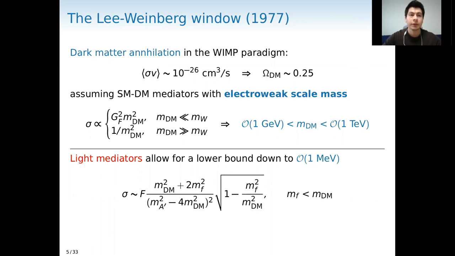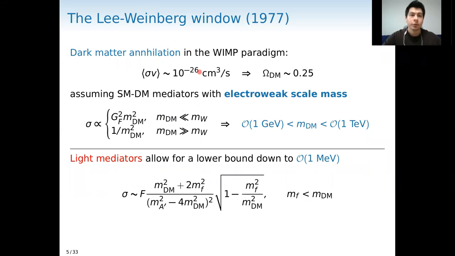If we assume that the mediators between the standard model and the dark matter sectors have masses at the electroweak scale, then we can find some behaviors for this cross section. For example, if the mass of the dark matter is much smaller than the mass of the W, it behaves as the Fermi constant squared times the mass squared of the dark matter. If the dark matter mass is much larger than the mass of the W, it behaves as one over the mass of the dark matter. This implies that we cannot have any mass for the dark matter.